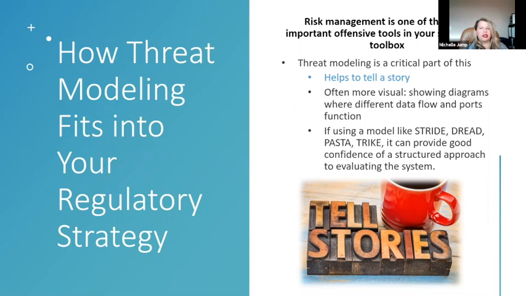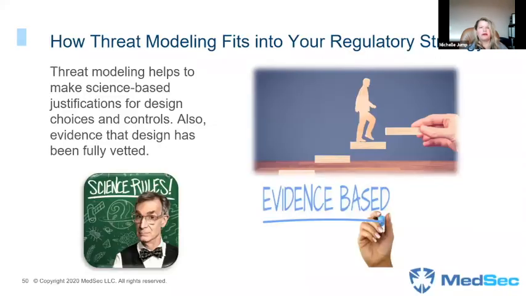But when you're using things like, Stephanie was talking about STRIDE, there's also a number of other models that you can use to help not only identify threats, but evaluate threats: DREAD, PASTA, TRIKE. You can get a good confidence that you have a good structured approach for evaluating the system and telling that story about how you looked at the system and that you felt that you've gotten all of those threats appropriately. Another part that's important around threat modeling is it helps you make this science-based justification for how you've designed your device and how you set up those controls.